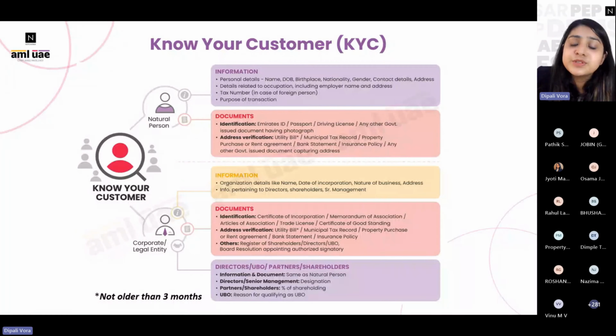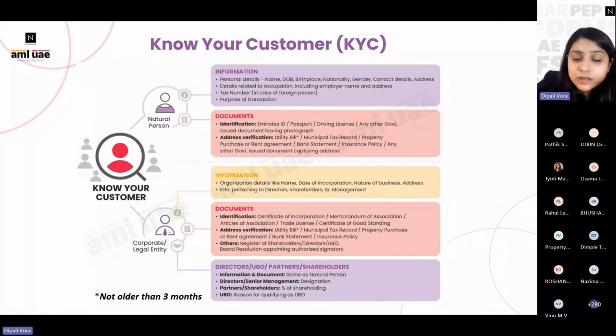But these three pieces of information, which are mandatory as per the law, must be taken from the customer or on the KYC forms which we are using. We should make sure that these contents are present in the KYC format that we are following. Now, this was all about the natural person.